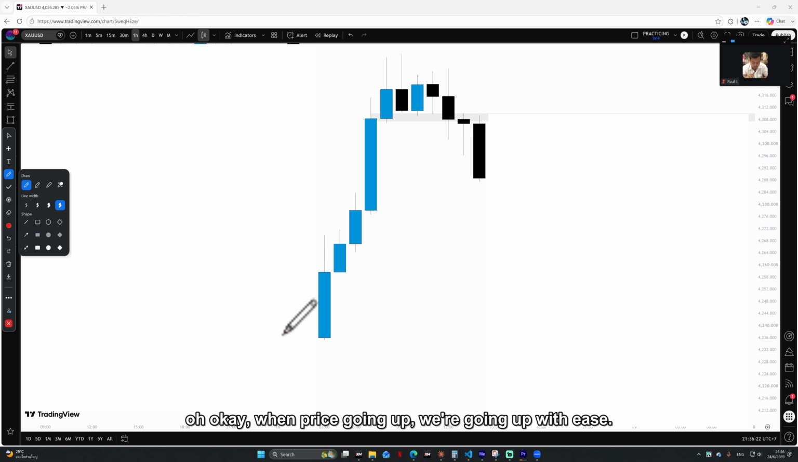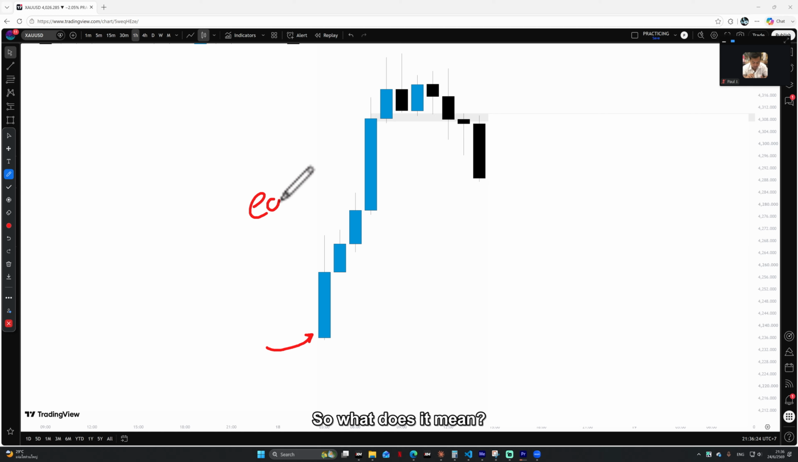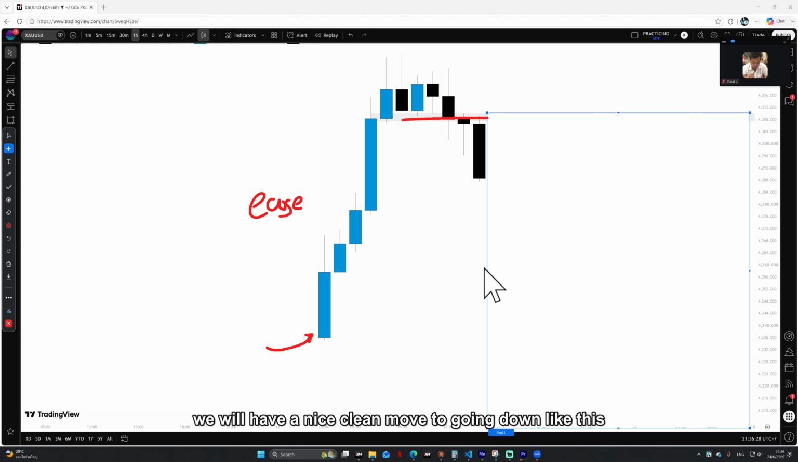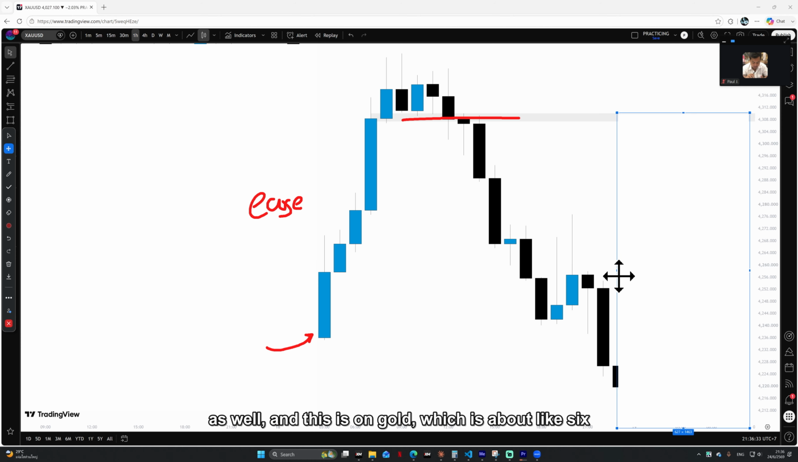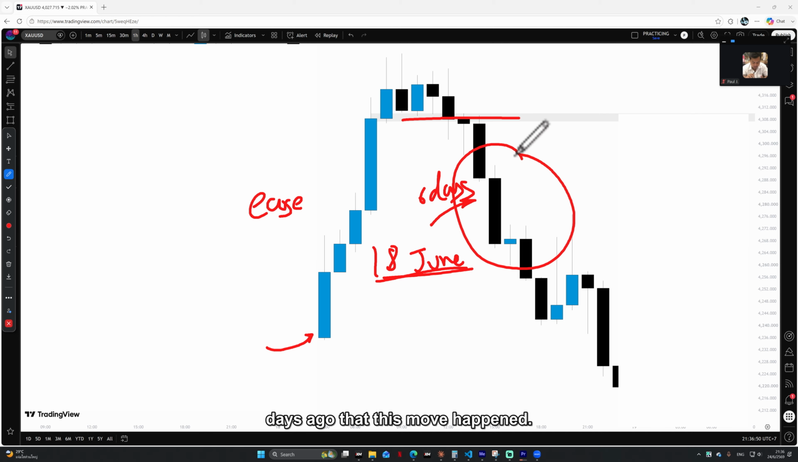oh, okay, when price was going up, we were going up with ease. So what does it mean? It means that when we're trying to go down, we will have a nice clean move down like this as well. And this is on gold, about 6 days ago that this move happened.